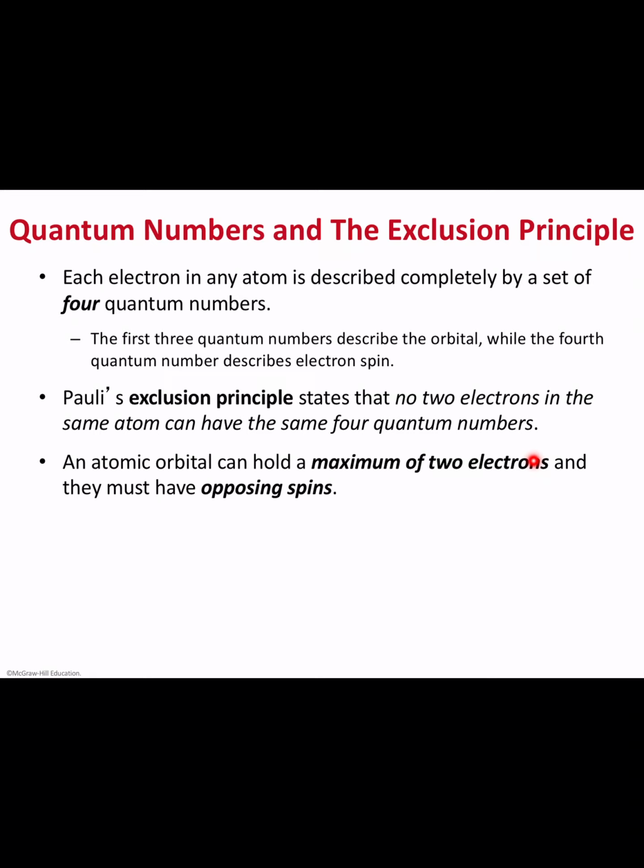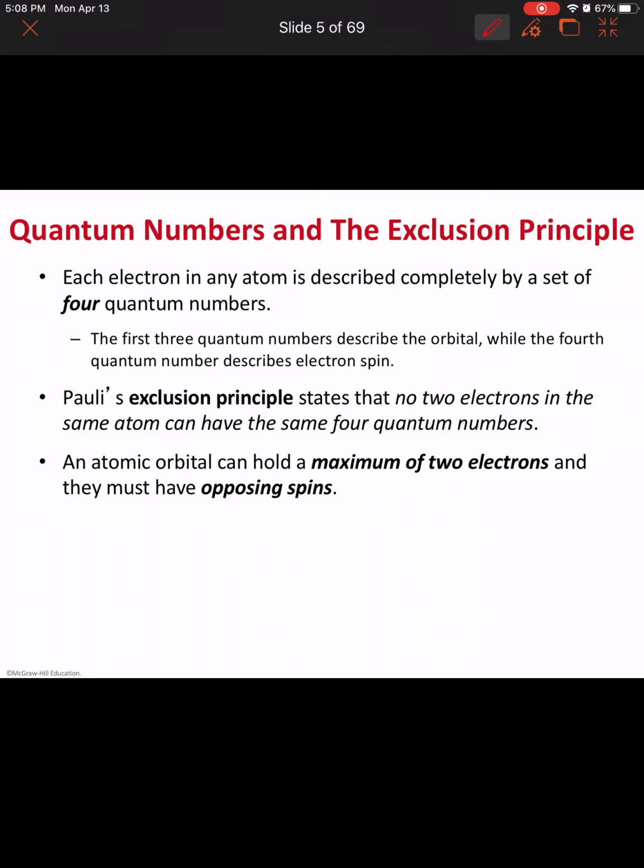have a differentiation. Okay. And another rule or guideline that we're going to follow: an atomic orbital can hold a maximum of 2 electrons and they must have opposing spins. So that is the Pauli exclusion principle, and we also have to follow that only 2 electrons can be in one orbital and they have to have opposing spins. Let's look at this with the example of hydrogen and helium.